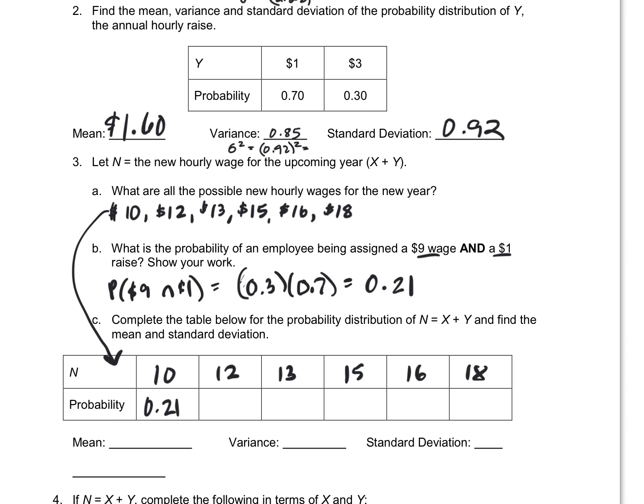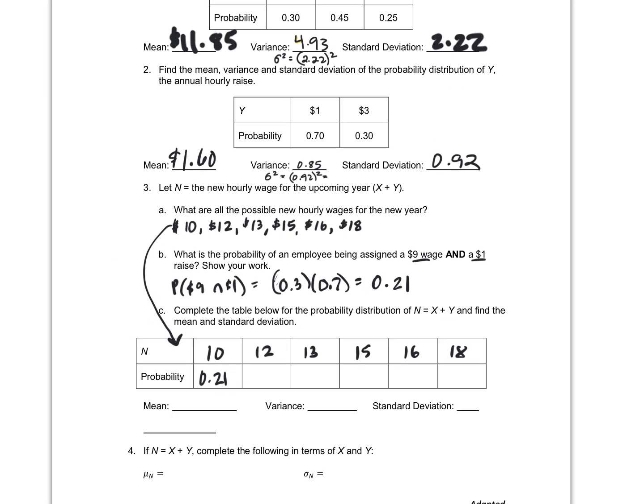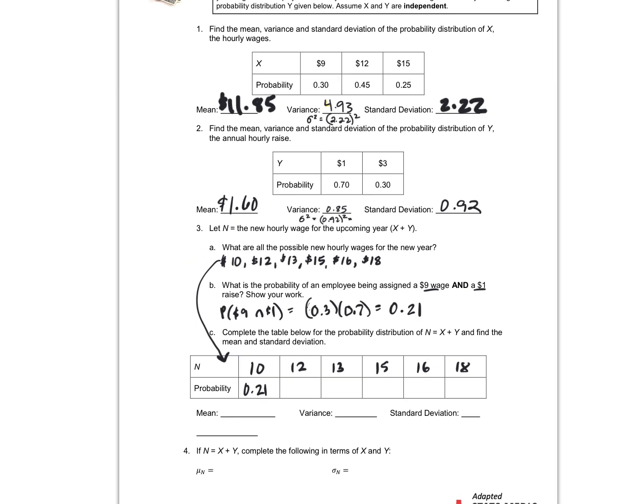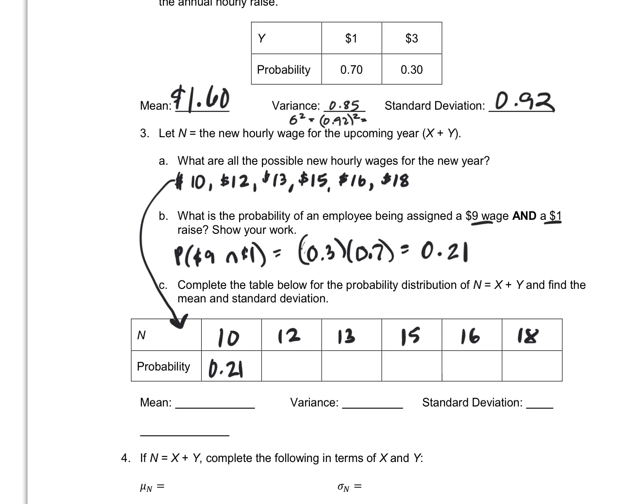For 12, it would have been 0.45 times 0.7, right? No, it should be 0.3 times 0.3, right? Isn't that number supposed to be $9 and a $3 raise? Yes. So this one would be probability of 0.3 times 0.3, right? Which would give me 0.09.